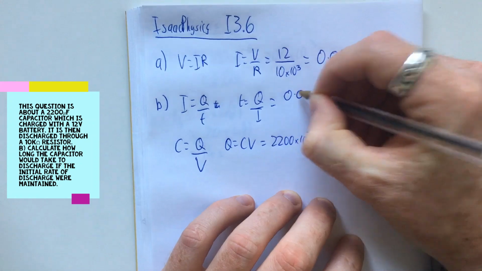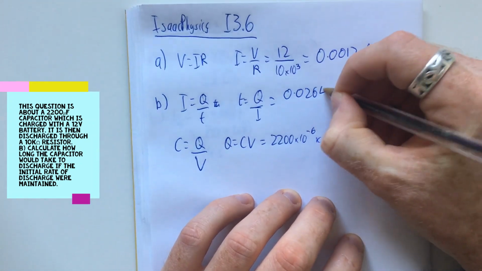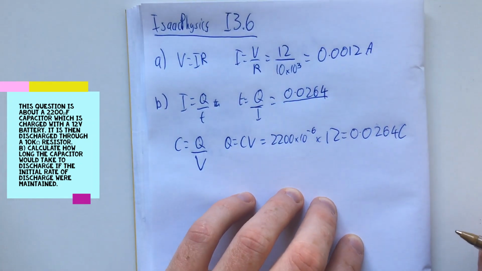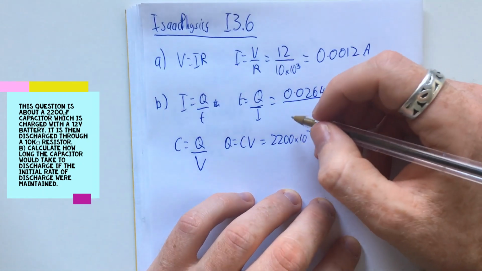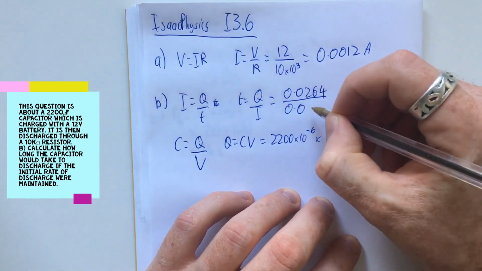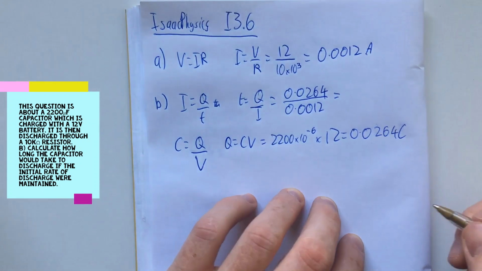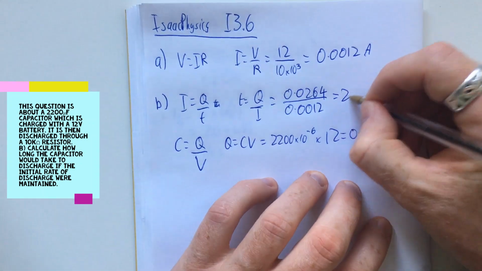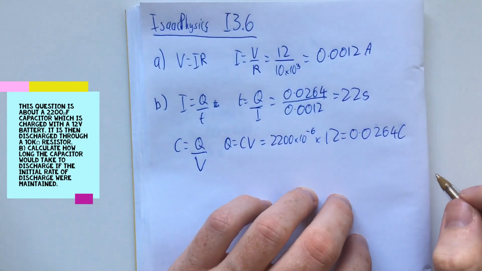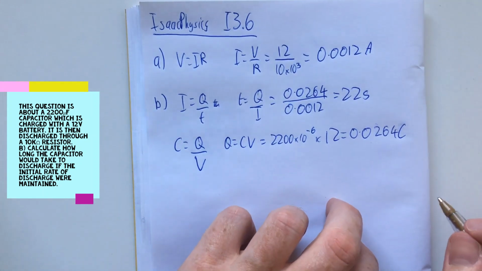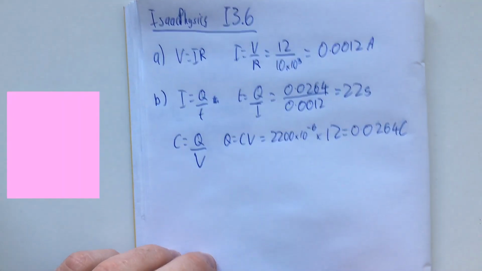So we've got 0.0264 divided by the initial current, which we're assuming is constant for this part of the question. And that gives us a time of 22 seconds. So it's saying if the current didn't decrease as it discharged, it would take 22 seconds to completely discharge.